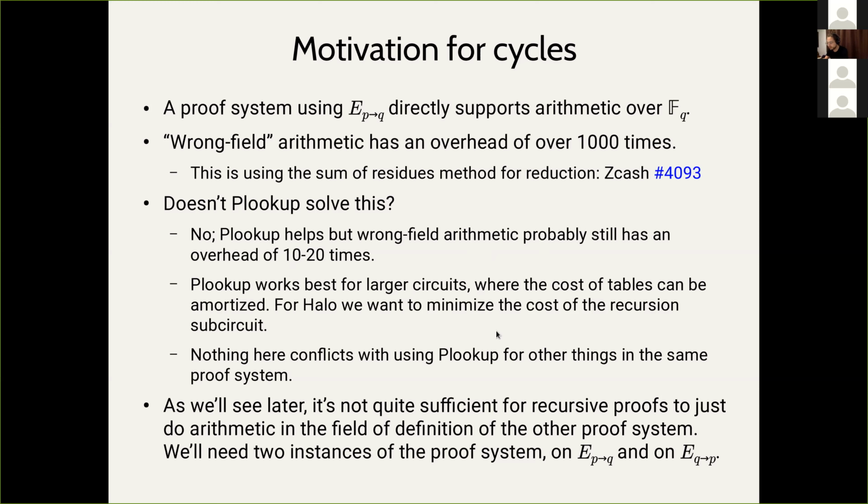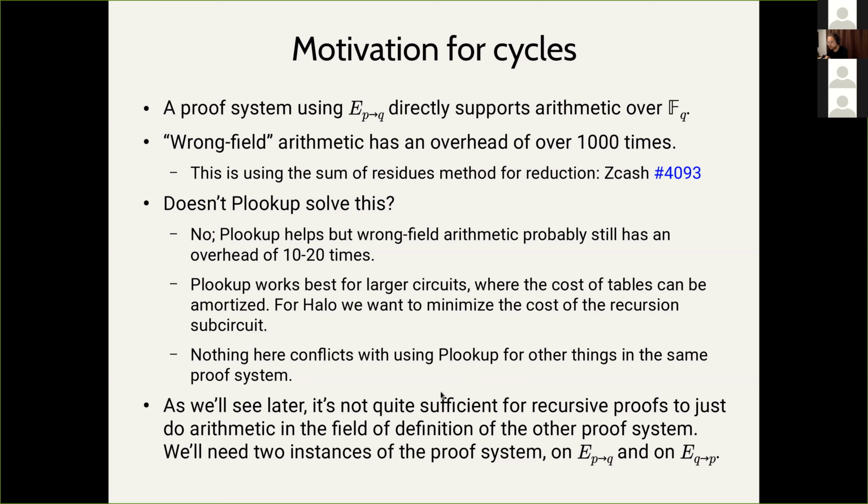And for Halo anyway, we want to minimize the cost of the recursion subcircuit. That's part of the aim. But you could use lookup in the same proof system if it was compatible, if you made those changes.